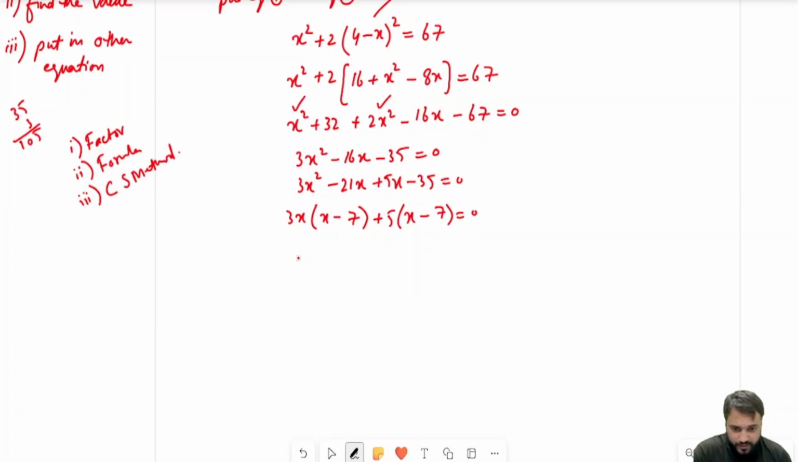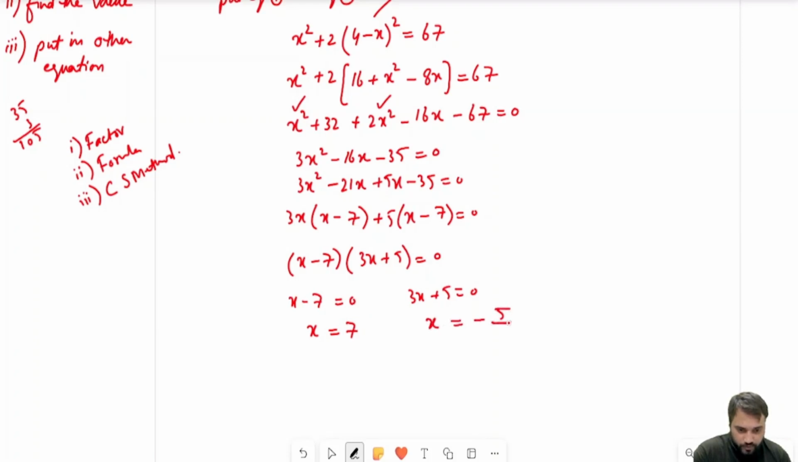We have 2 terms, and what is common between them? X minus 7 is common. The rest will be 3x plus 5, that is equal to 0. 2 factors equal to 0 means you should put every factor equal to 0 and solve it. The value of x is equal to 7. Here the value of x is equal to minus 5 over 3.